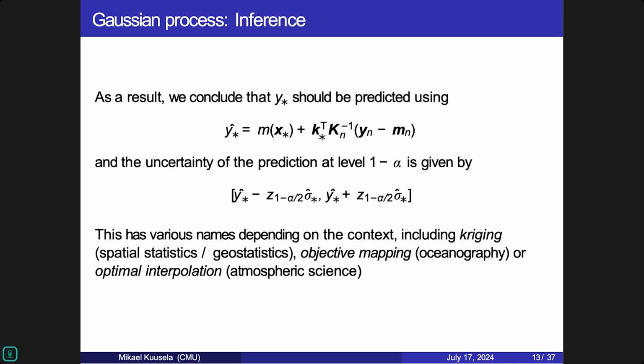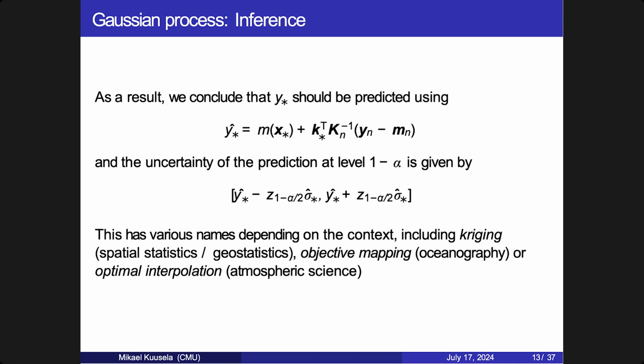So just to summarize, these two equations are worth highlighting a little bit. From this formalism, we know that our best prediction of an unobserved location in a Gaussian process is this thing. And then the uncertainty of that prediction is this thing, in the form of an interval.